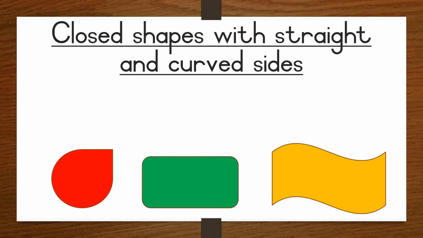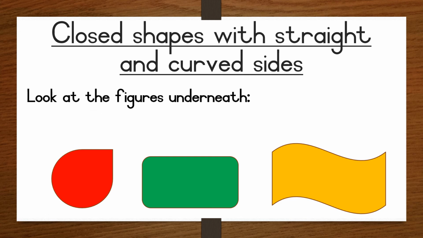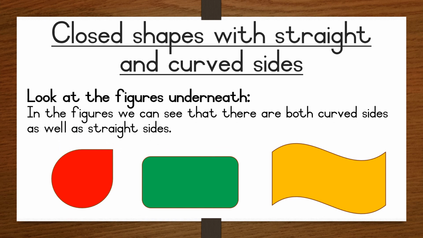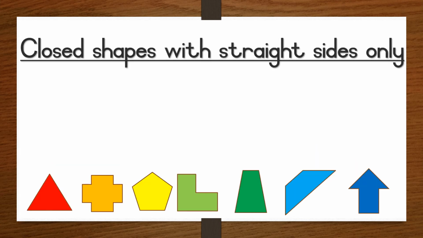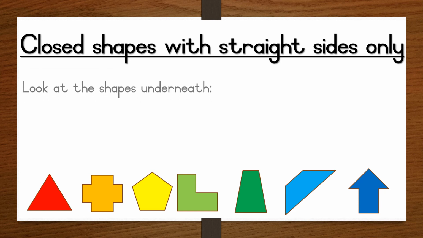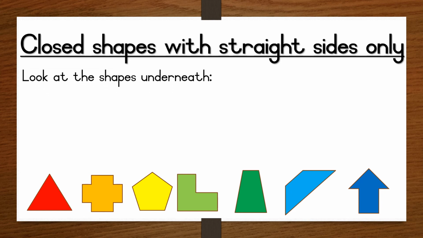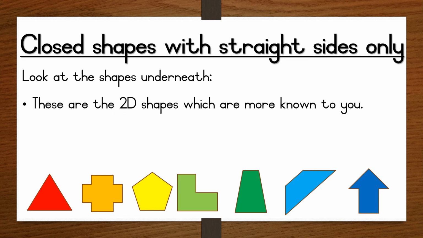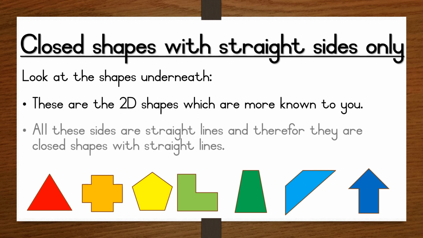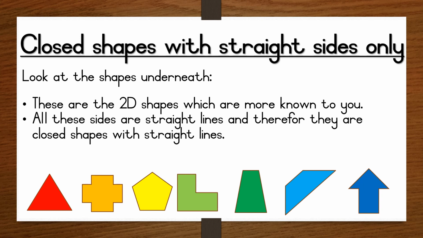Let's look at the second one. Closed shapes with straight and curved sides. Look again at the figures underneath. In the figures, we can see that there are both curved sides as well as straight sides. Let's look at the last part. Closed shapes with straight sides only. Look again at the shapes underneath. These are the 2D shapes which are more known to you. All these sides are straight lines, and therefore they are closed shapes with straight lines.